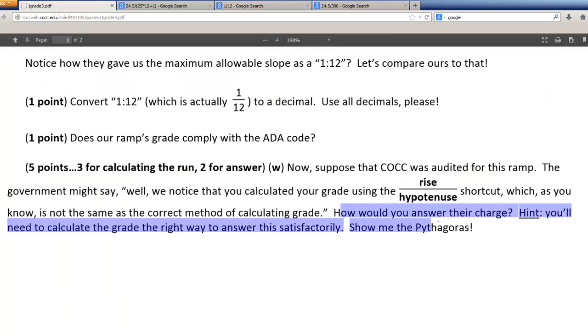So when you answer their charge, the calculation we just did gives a grade of 0.081666 or something close to it. I'm sure you might have gotten a slightly different answer. But the idea is that it's still under the maximum grade, so even though we did it the wrong way, it's close enough to keep us under the maximum. So we're golden. I hope that helped, and we'll catch you in class.